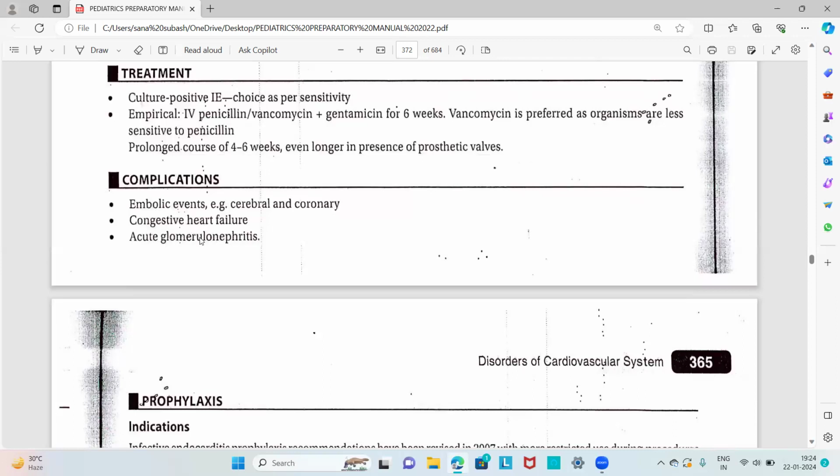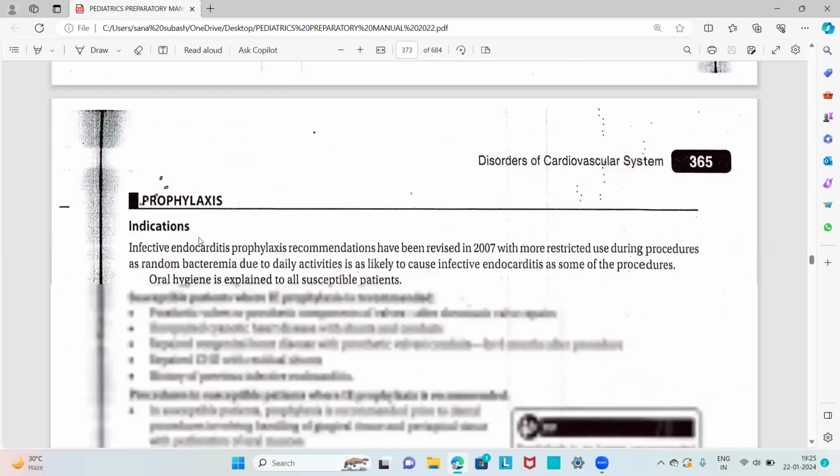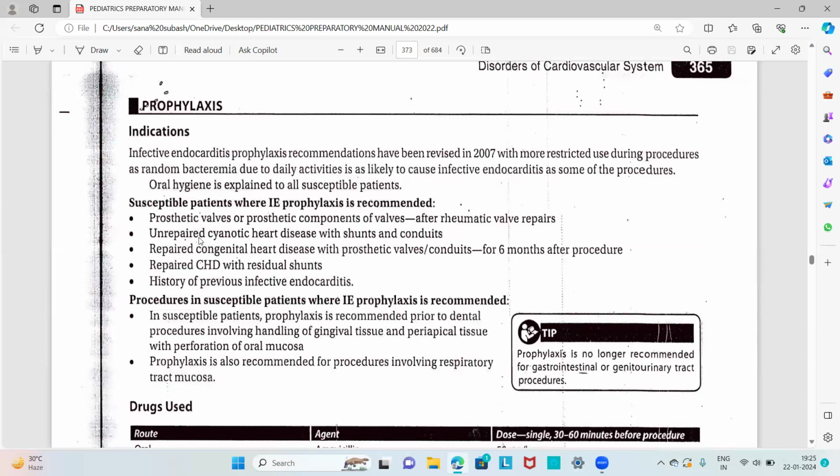this immunological complex deposition, there will be acute glomerulonephritis. So complications are congestive heart failure, embolic events in the coronary and cerebral circulation, and acute glomerulonephritis because of the immunological complex deposition. Then what is the prophylaxis for infective endocarditis?